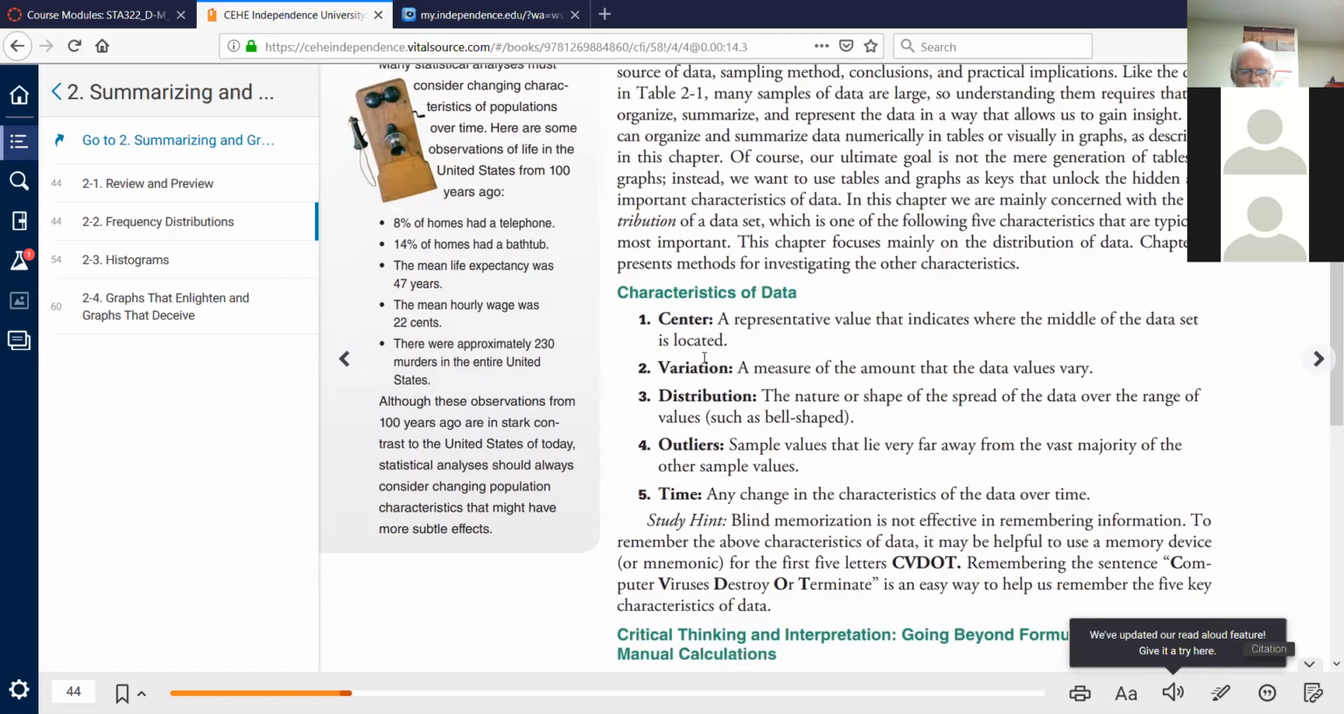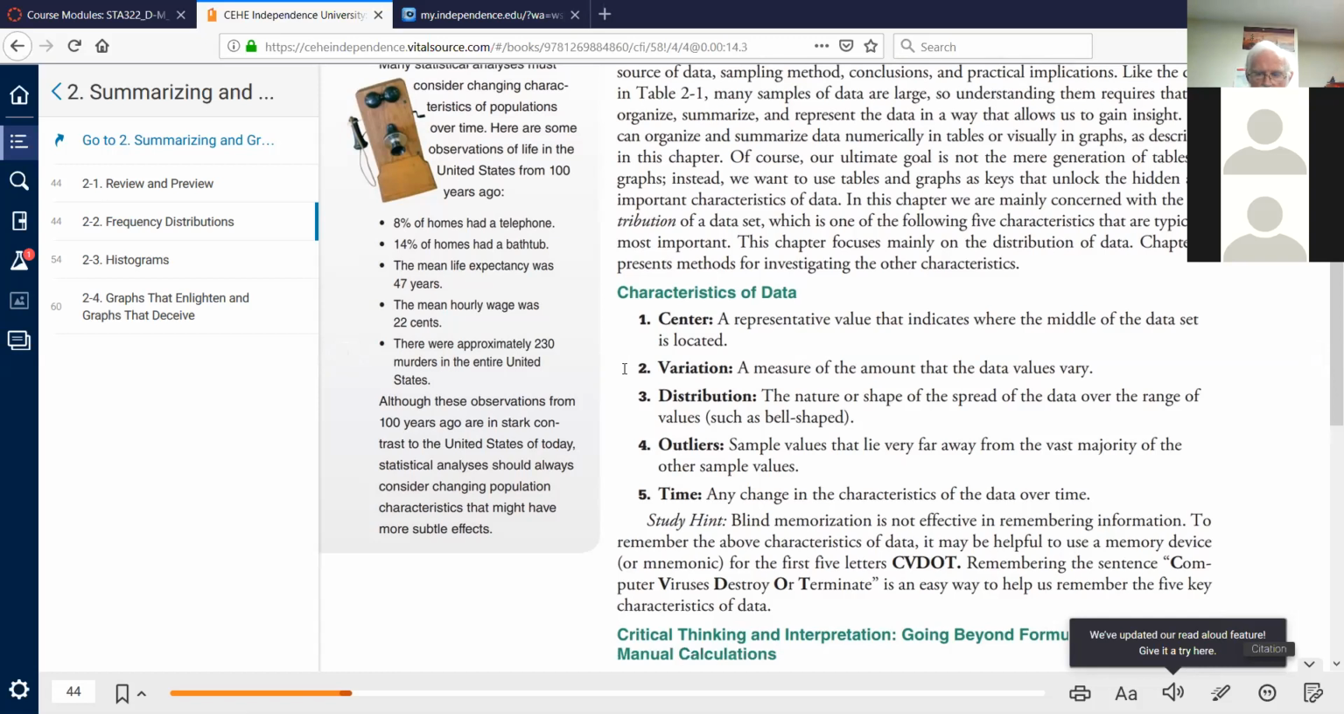Okay. Variation means how does the data vary? We'll see that data will vary across a spectrum. Sometimes we have very tight data, meaning that the variation is across a very narrow range, and sometimes we have very broad variation, meaning exactly that. They vary over a very broad range.